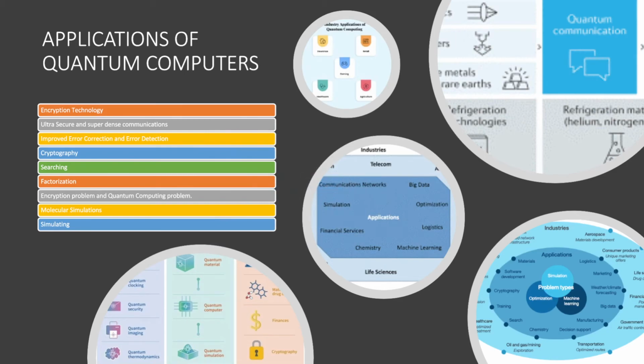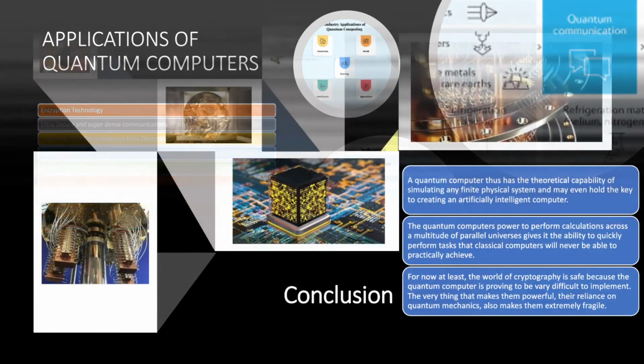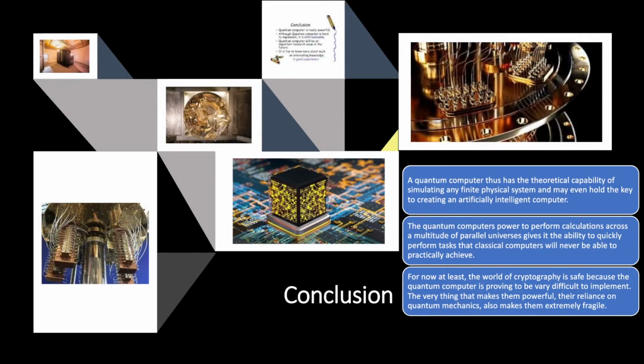Applications of quantum computers include encryption technology, ultra-secure and super-dense communication, improved error correction and error detection, cryptography, searching, factorization, molecular simulations and simulating. Simulating is another intriguing new use. Quantum simulations are resource intensive, and even for larger objects like molecules, they frequently lack precision. Quantum simulations might provide new information about proteins, and revolutionize medicine.